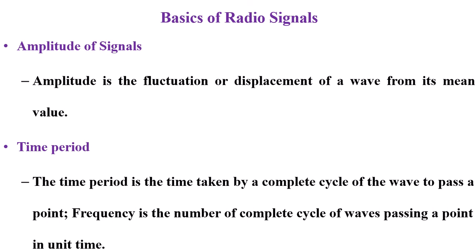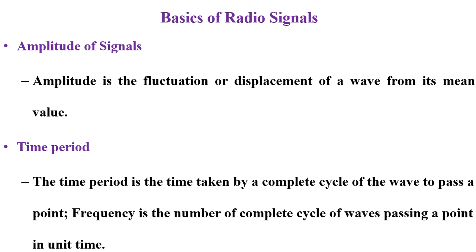Amplitude is actually the fluctuation or displacement of a wave from its mean value. Let's assume a sine wave. We can have positive and negative halves in a sine wave. From 0 to the upper maximum point, we can represent its displacement from the 0 value, and for the negative half, from 0 to the negative maximum value, we can also represent its displacement from the 0 value.